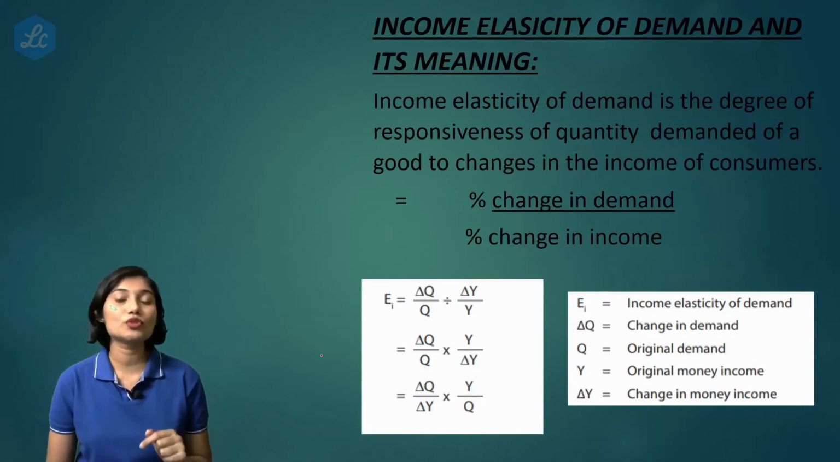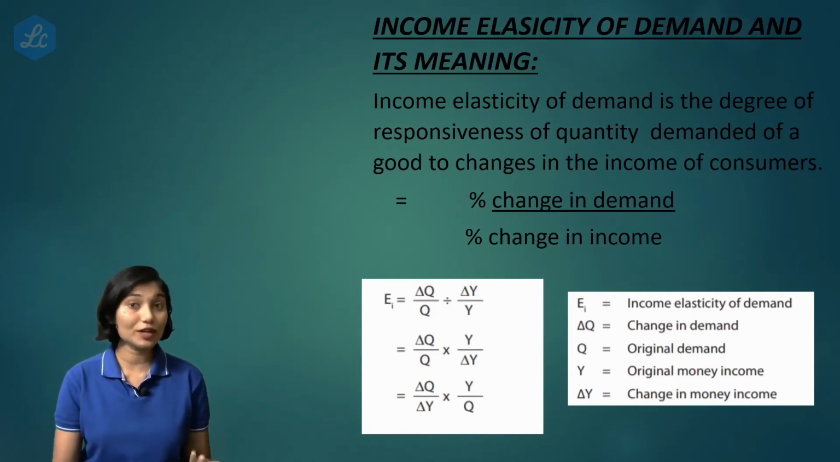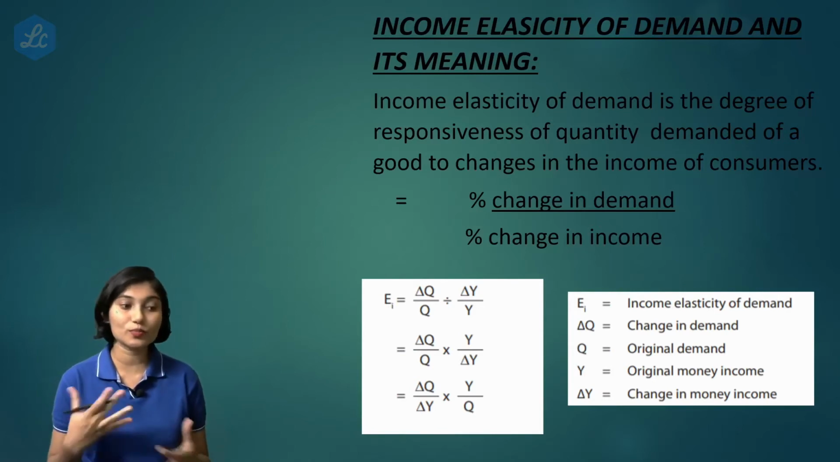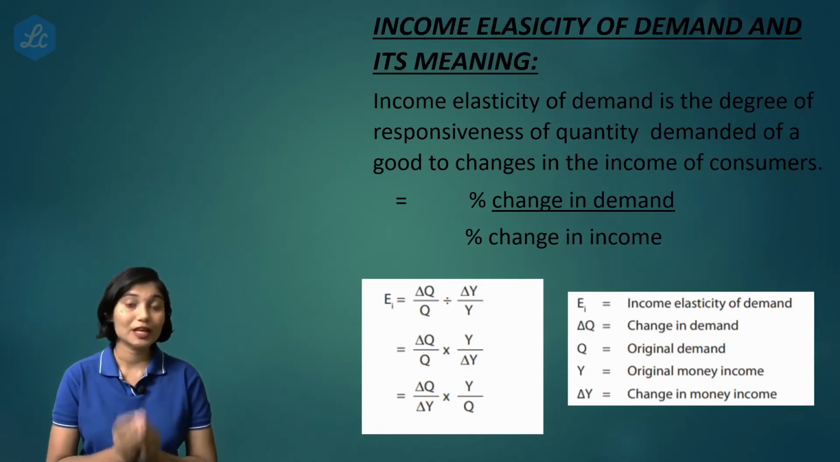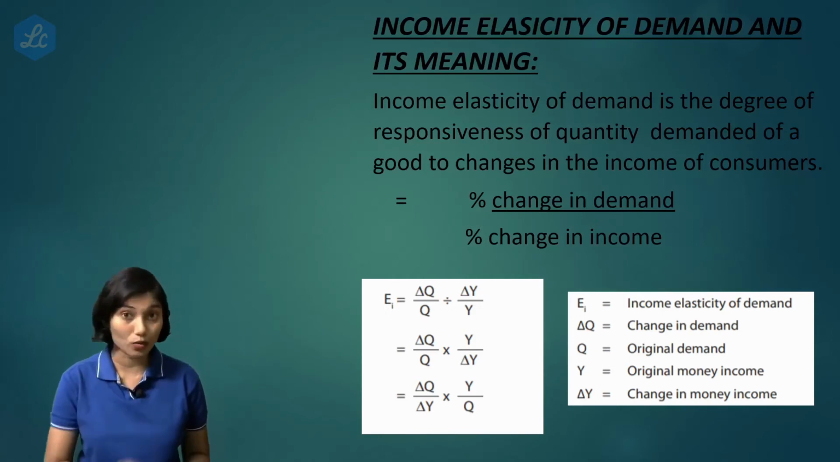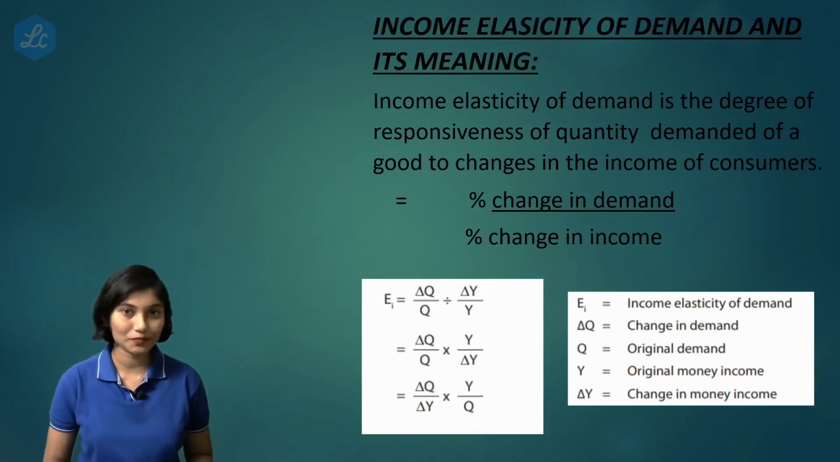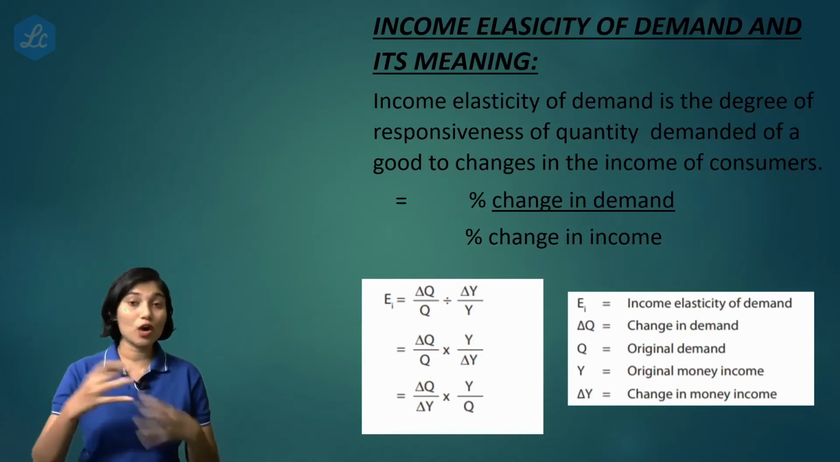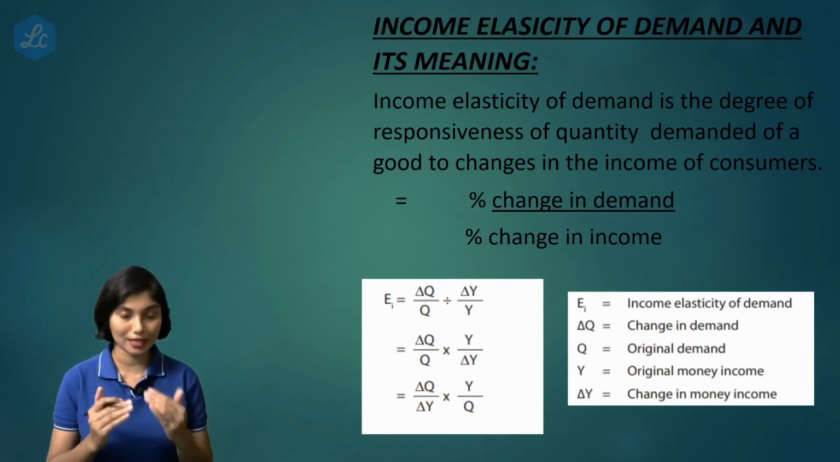Now we go to the next aspect when it comes to elasticity. What is that? Income elasticity. Now earlier what did we study? Price elasticity. So what was price elasticity? Price elasticity was the change in your quantity demand with respect to the change in the price. Now you are going to study the change in your quantity demand with respect to change in income. So how does income change impact your quantity demanded? That is what we are going to study now.